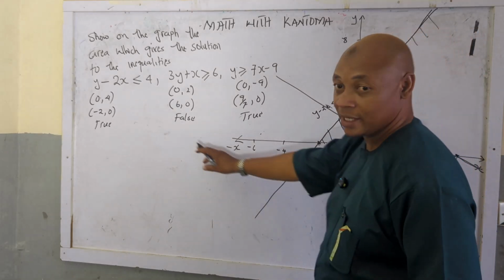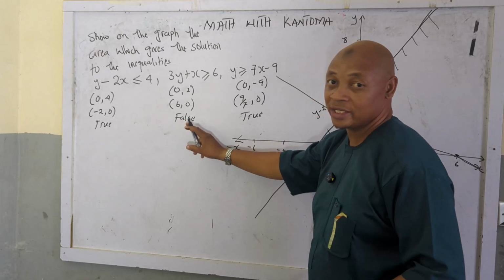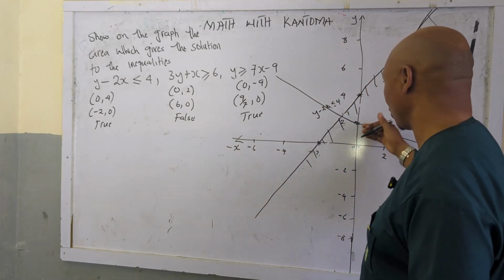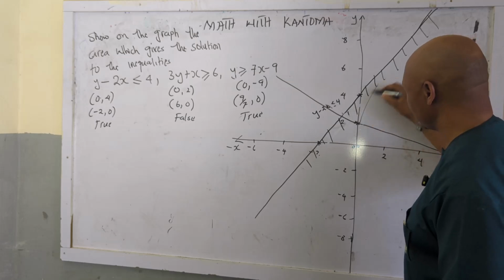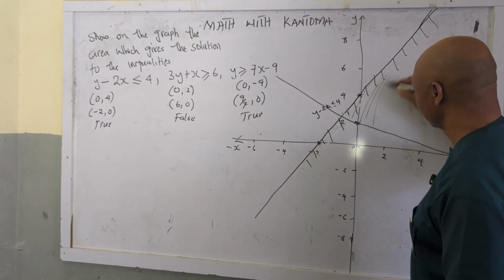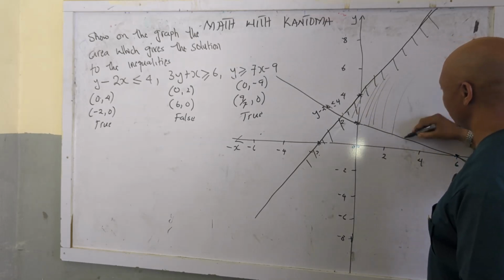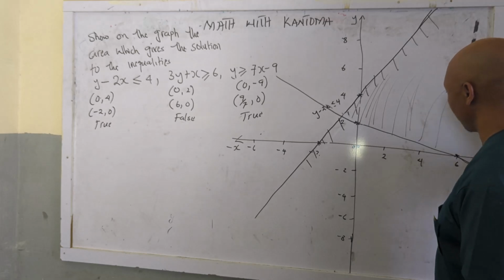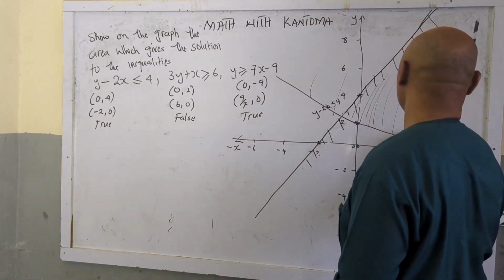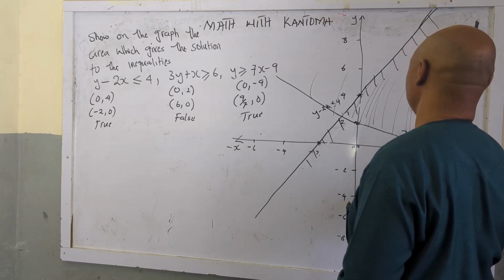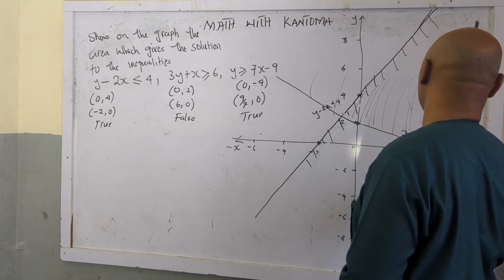So now the condition here is false, meaning we are shading outside 0, not towards 0. Towards 0 is this part. Outside 0 is this part. So we are shading this part. So this part is the region that satisfies the inequality, meaning we shade outside 0. So now this line is a line that says 3y plus x is greater than or equal to 6.